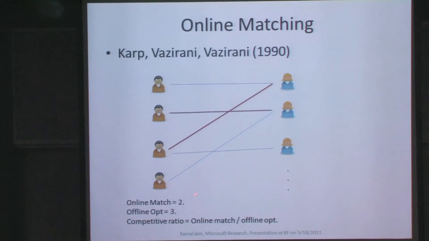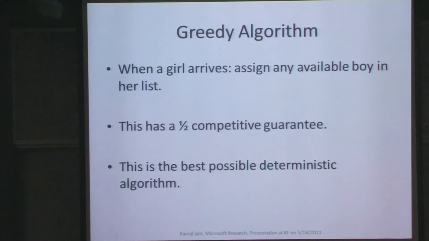So if you did not know which girls will be appearing and what their preferences would be, you may not get the optimal solution. For example, here in the online fashion, you get only two marriages, but offline, you can get three. And the performance we measure is basically the ratio. It's 2/3 for this example. So this is just a little bit of background.